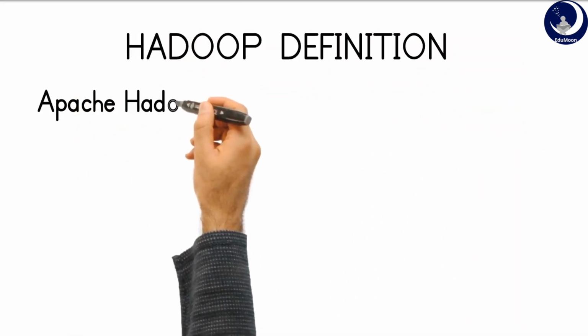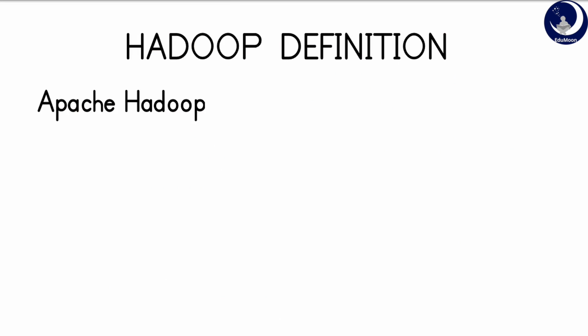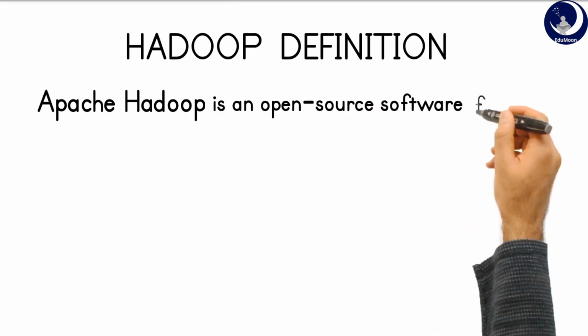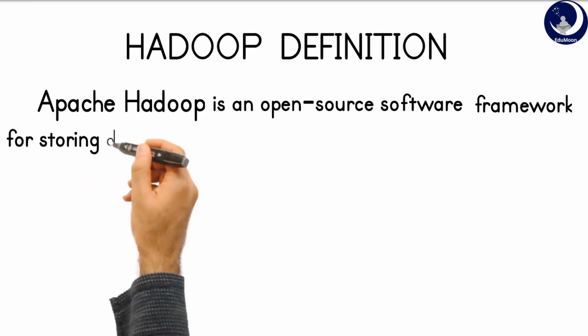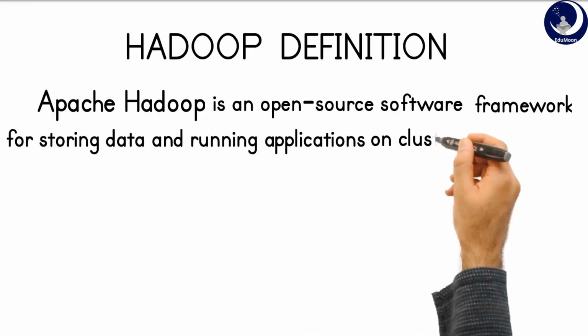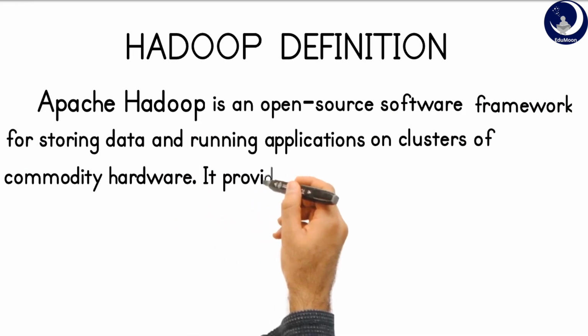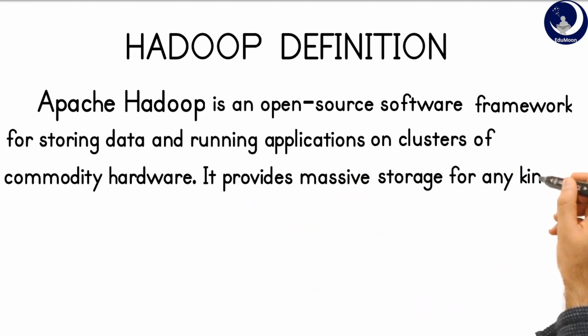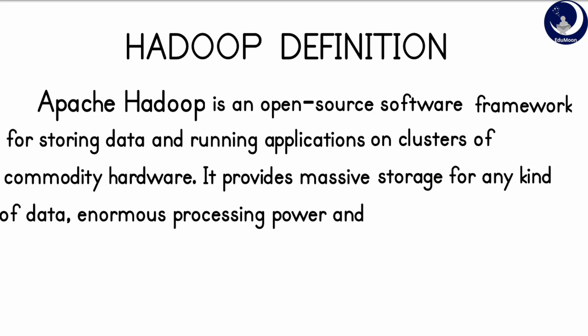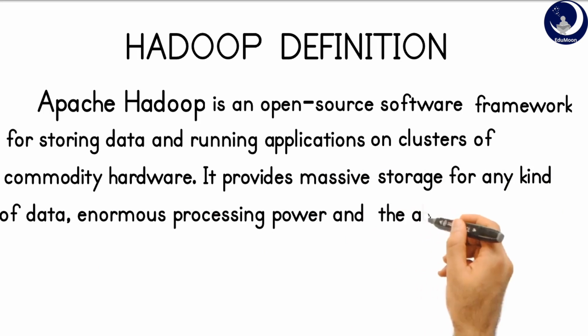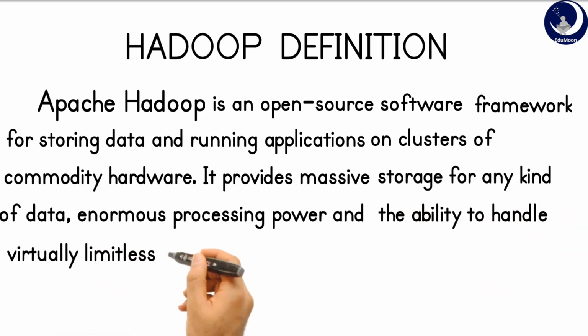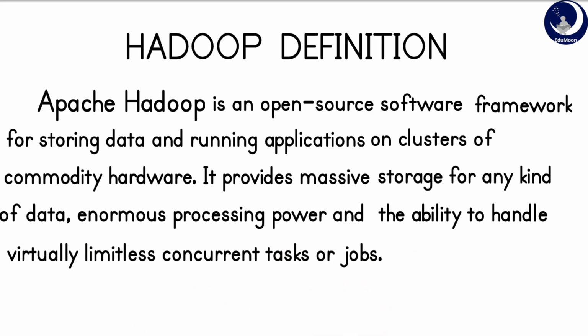Apache Hadoop, as named, is developed by Apache Software Foundation, an open source software framework used for storing data and running applications on clusters of commodity hardware. It provides massive storage for any kind of data, enormous processing power, and the ability to handle virtually limitless concurrent tasks or jobs. So, what is commodity hardware? That is, commodity in the sense of very low priced hardware devices.